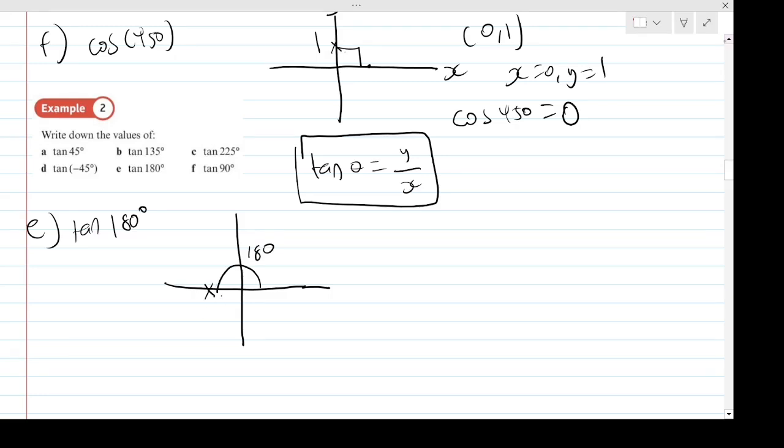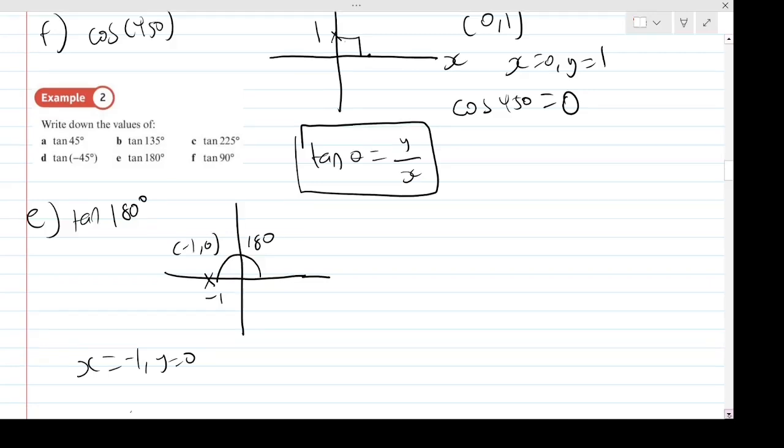So that means the x coordinate's going to be negative 1. And there's going to be no y coordinate, right? Because it's on the x-axis. So we can therefore say that x is minus 1 and y would be 0 here. I'll do that here. X would be minus 1, y would be 0, because that's my point, right? My point would be (-1, 0) if you moved 180 degrees.